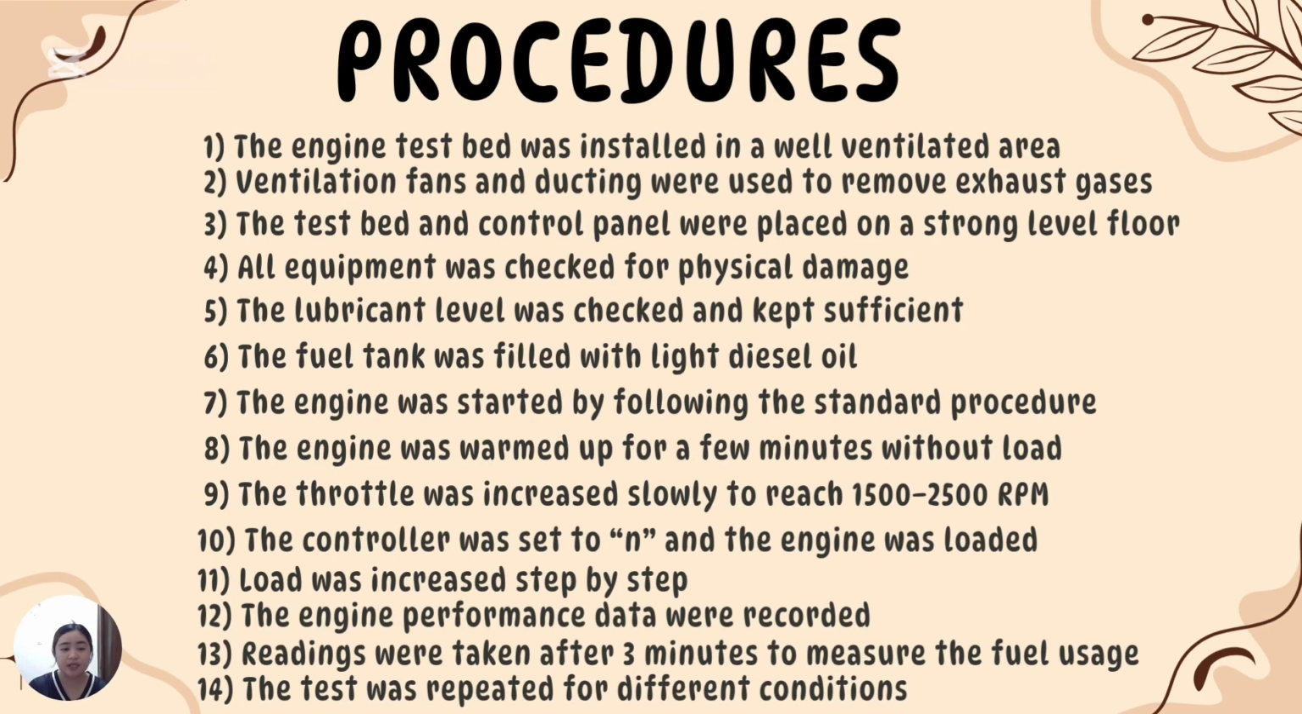The next one is that the fuel tank was filled with light diesel oil. After that, the engine was started by following the standard procedure. The engine was warmed up for a few minutes without load. The throttle was increased slowly to reach 1500 to 2500 RPM. Then, the controller was set to N and the engine was loaded. The load was also increased step by step.